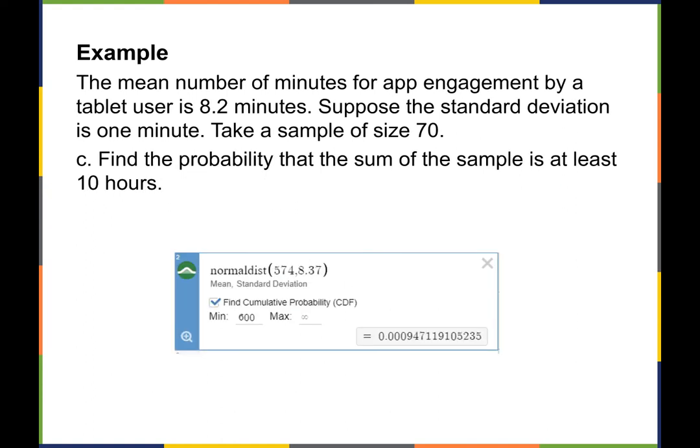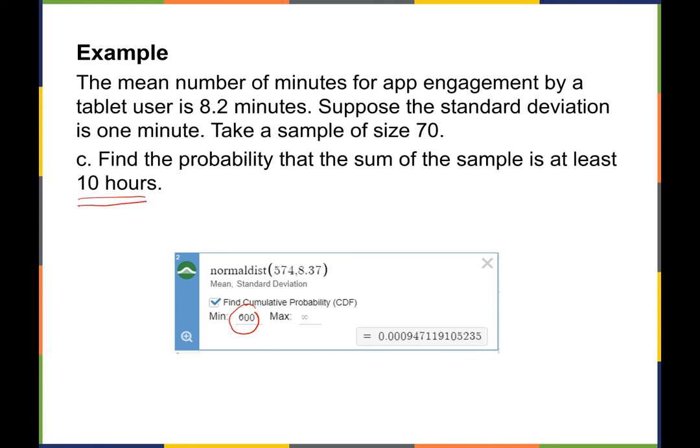All right, let's find the probability that the sum of the sample is at least 10 hours. Same sort of example that we're doing here. We have the same normal distribution of 574, 8.37. We just use the straight up Desmos to calculate this. We want to know that the sum of the sample is at least 10 hours. This is one that you need to be a little bit careful on.